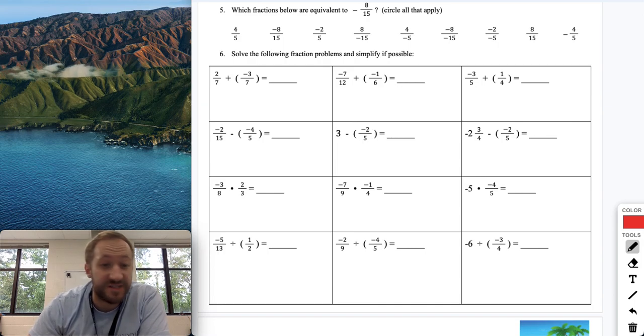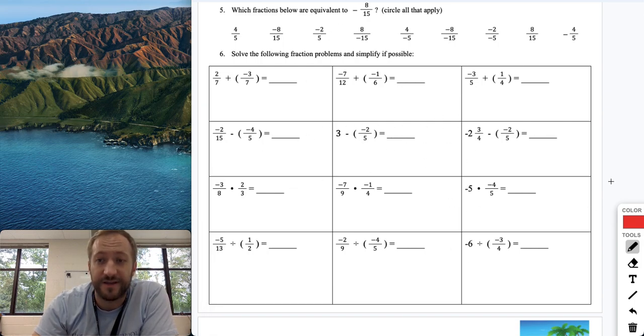Let's go through part 2 of the study guide. This one is all about fractions. I have all the different fraction operations in this chart right here. So let's get into it.